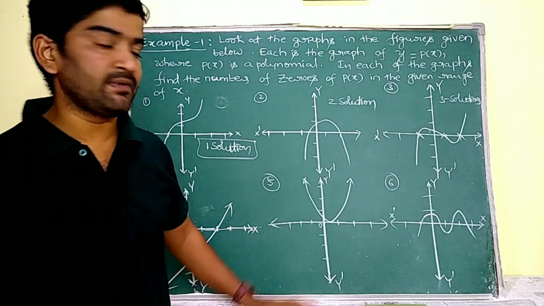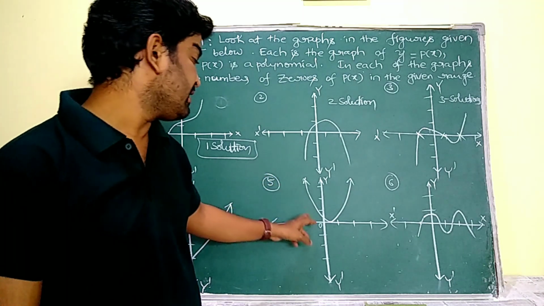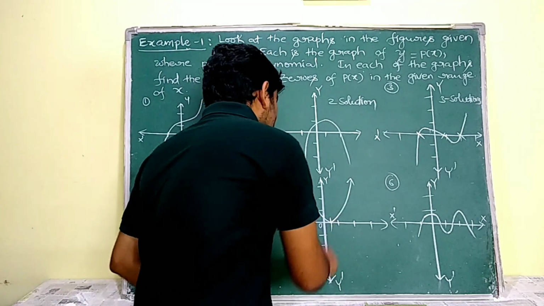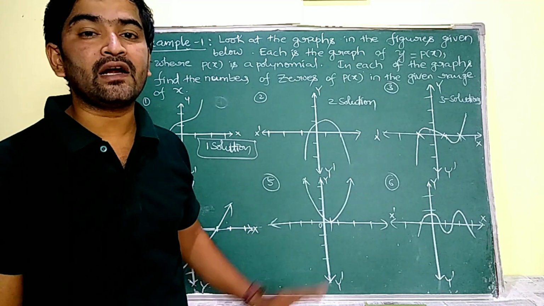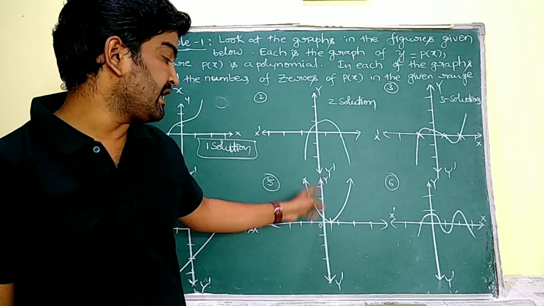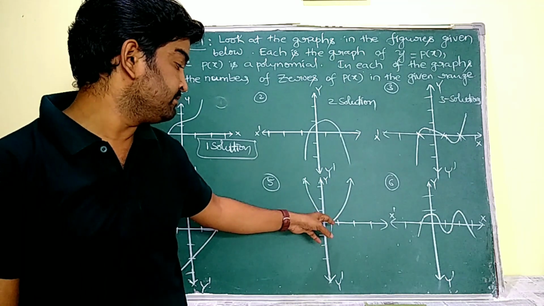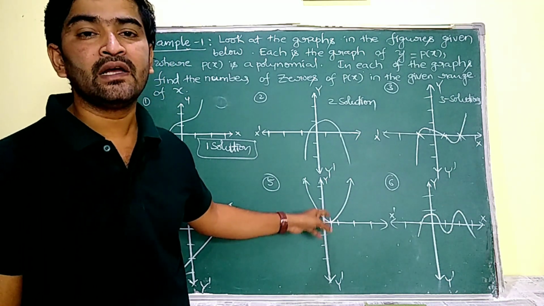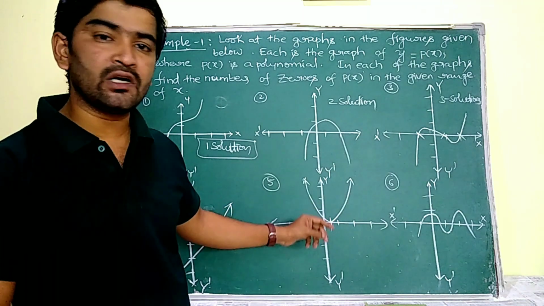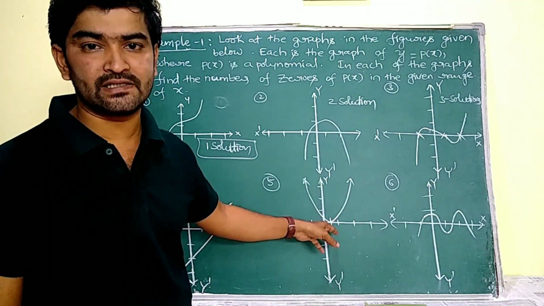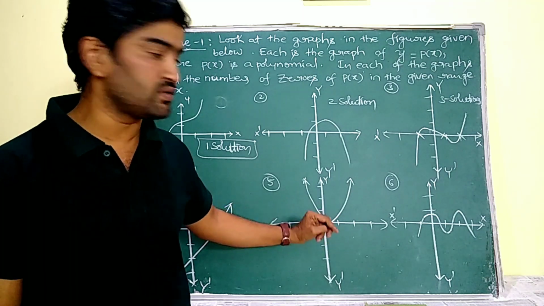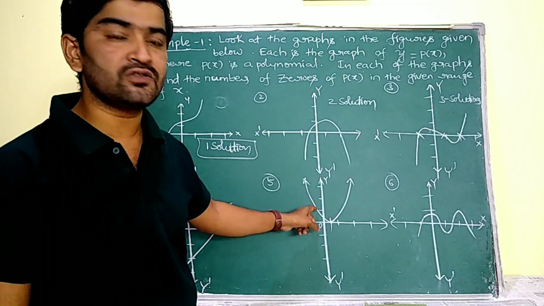Coming to that fifth one, here this fifth one touches the x-axis at exactly 1 point. So it is having one solution graphically. According to the rules, this parabola touches the x-axis at one position. That means it is going to have two equal roots. Graphically it is having one solution and it is repeated twice. Equal solutions, equal roots. So here we have to write one solution.